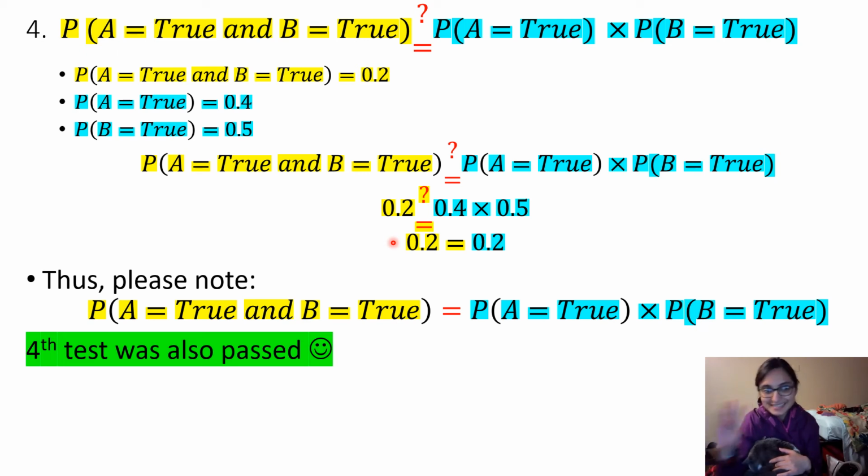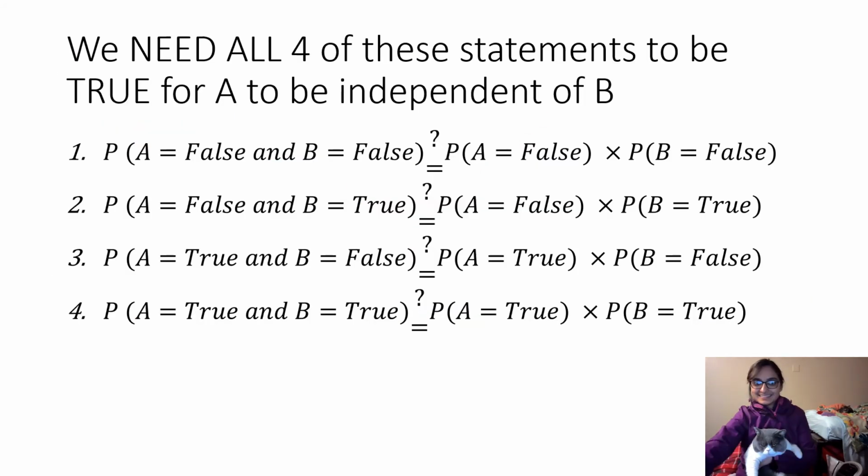So all four tests were evaluated as passing. Since all four tests were passed, A is independent of B. Thus, A is independent of B. Please note that we needed all four of these statements to be true for A to be independent of B, which is the same thing as B being independent of A, or just A and B being independent. We needed all four of these statements to be true. And indeed, that's what we found. We found that all four of these statements were true.